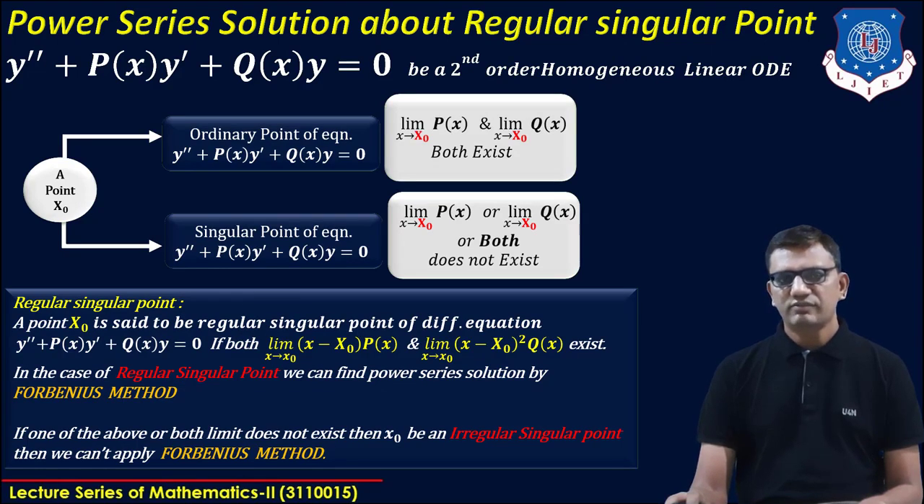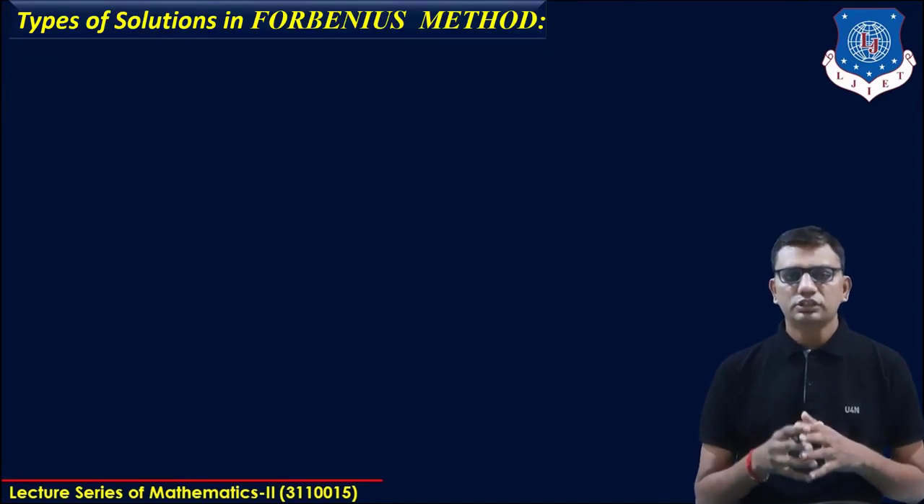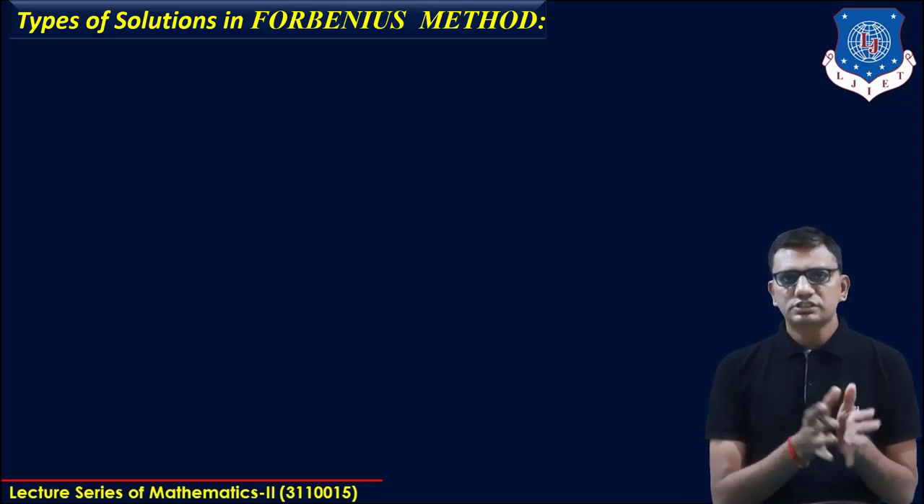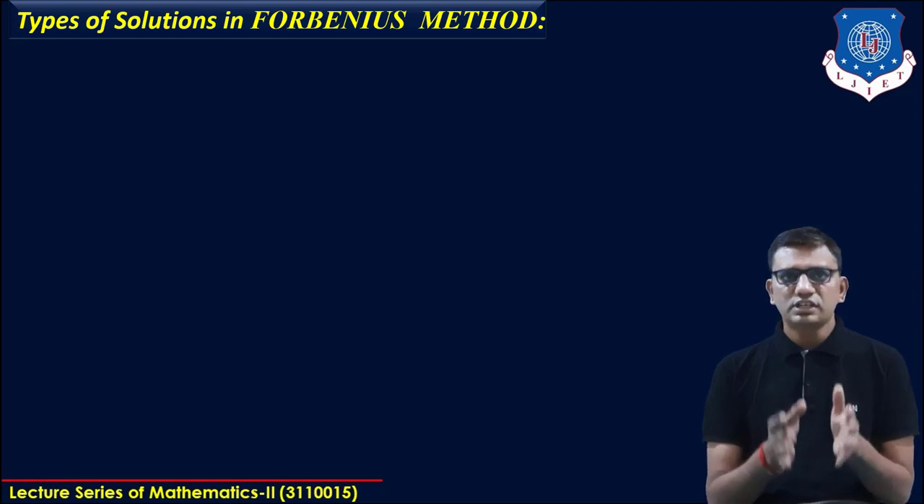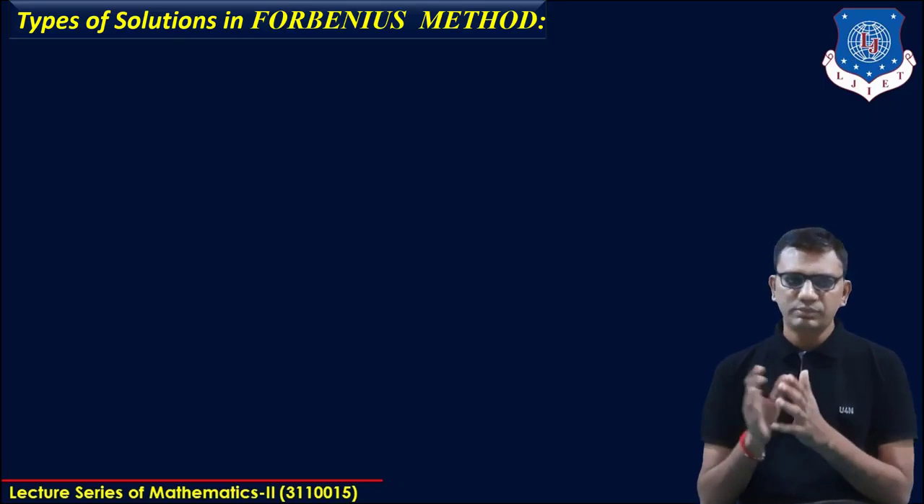In this case, we can find the power series solution by Frobenius method. And if one of the above limits, the limit of (x minus x0) p(x) or the limit of (x minus x0) whole square q(x), does not exist at x0, then x0 is called an irregular singular point. In this case, we can't apply the Frobenius series method. Now we will see the types of solution in Frobenius series method. Here we know that the types of solutions depend on the initial roots, which can be obtained by putting the minimum value of n during the calculation.